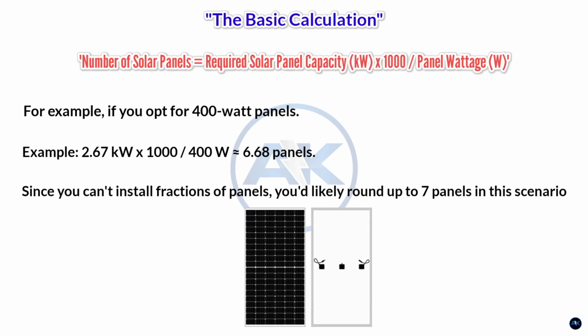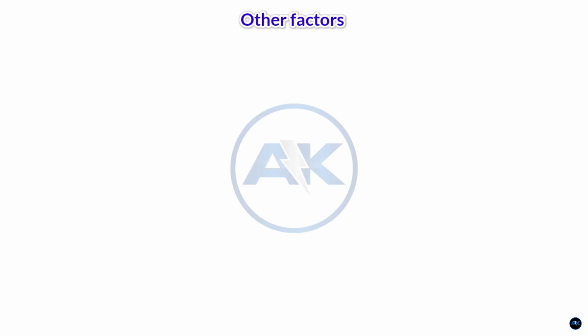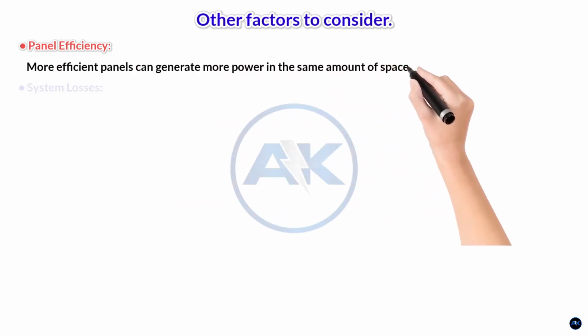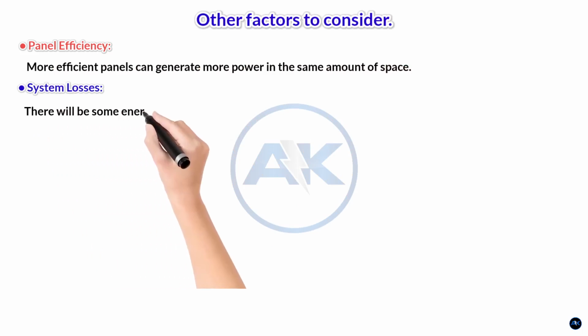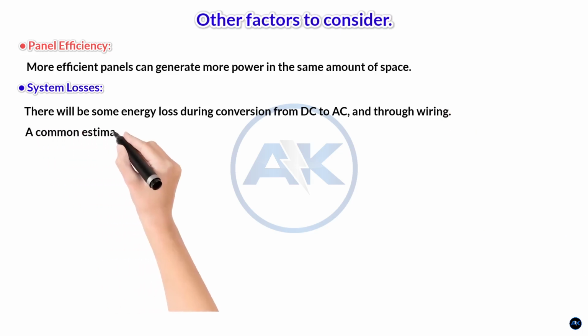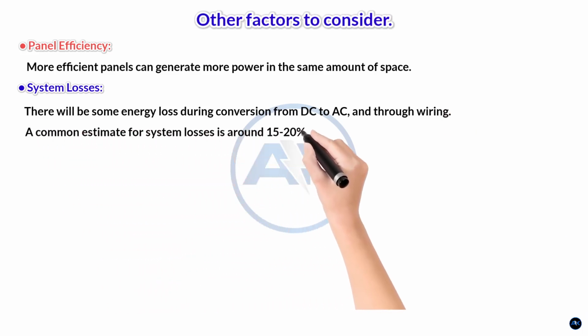Now this is a simplified calculation. In reality, there are other factors to consider, such as panel efficiency. More efficient panels can generate more power in the same amount of space. System losses. There will be some energy loss during conversion from DC to AC and through wiring. A common estimate for system losses is around 15 to 20%.